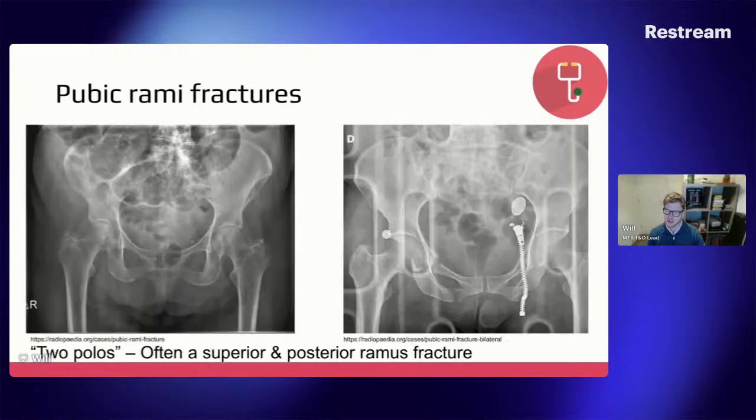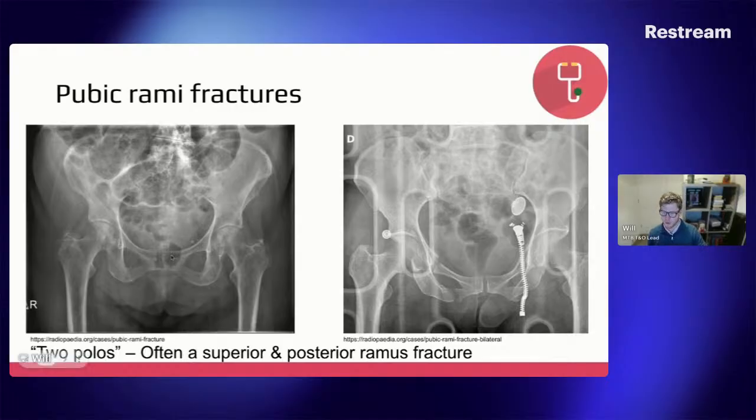So it wouldn't be orthopedics without some x-rays. One of the really useful things I was told when I was a medical student was to consider the obturator foramen on this side and this side as two polos. And the reason that's important is in pubic rami fractures, there's very often a fracture of both the superior and the inferior ramus of the pubis.